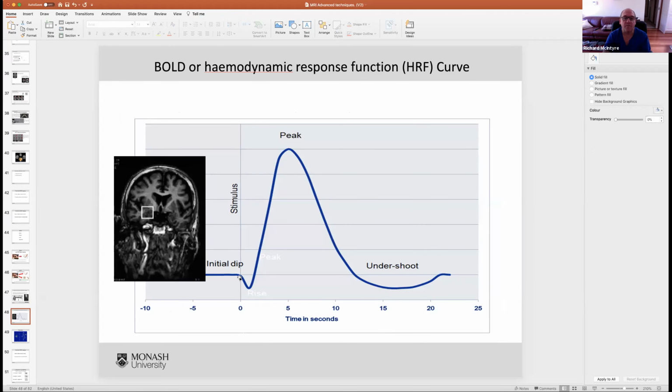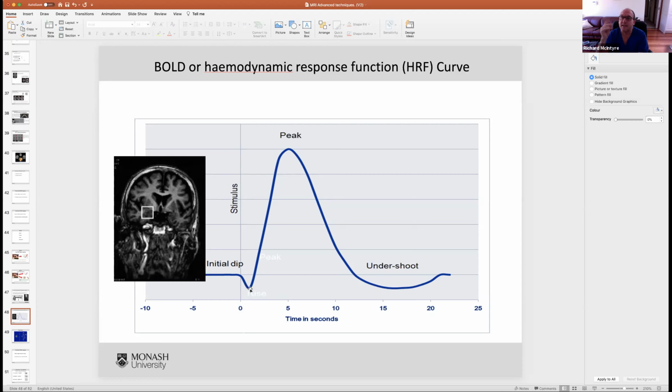So we have the stimulus at zero, okay? And we're just looking, a bit like spectroscopy, only inside that voxel, all right, which is quite large, very large in this case. We get an initial dip, okay? So remember, this is 5 seconds. So it takes about 5 seconds for the body's oxygenation to go down a little bit.